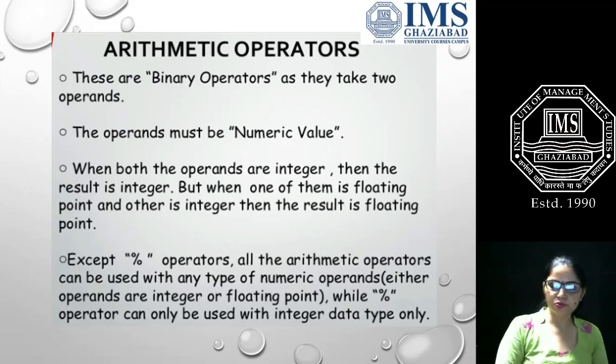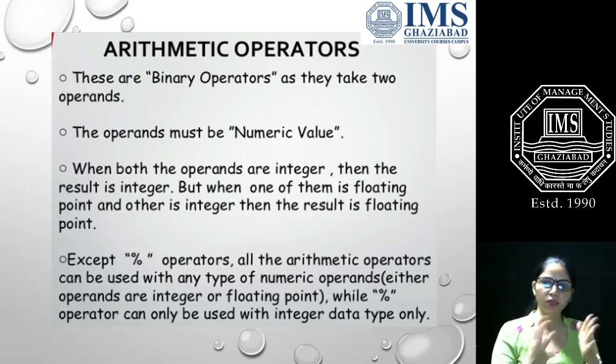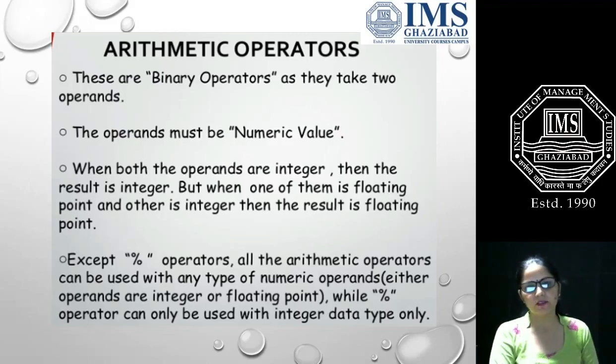2 plus 2, we get 4. 4 divided by 3, we get 1. Why 1? Because we get the integer result. The remainder part is left out basically. And when one operand is an integer and one is floating point, or both are floating point, then the result is in floating point. Floating point here means a decimal number basically.